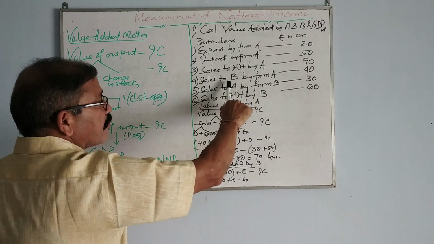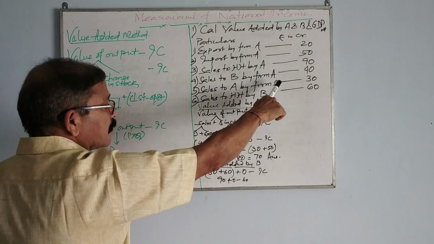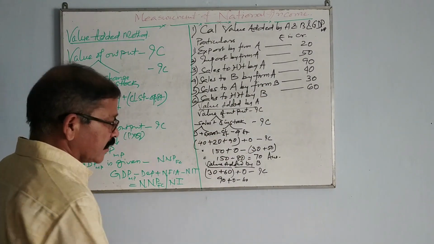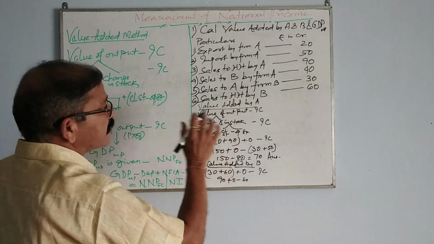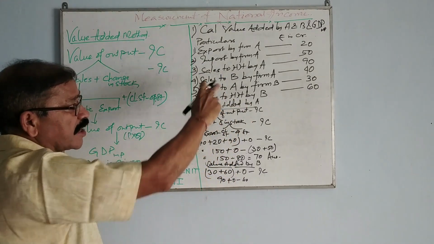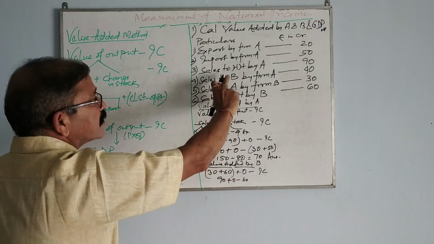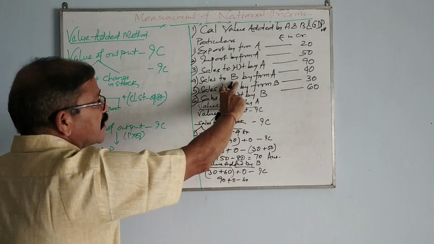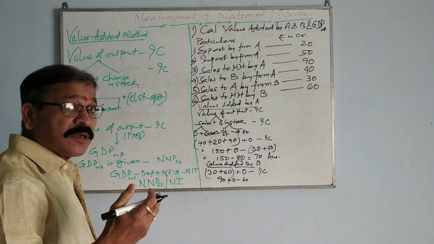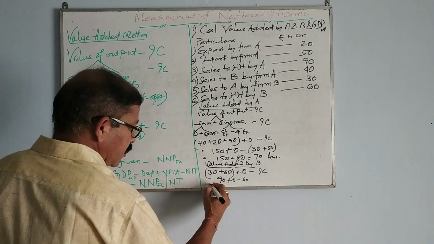That means B is taking the help from firm A, that is 40. Anything else? Sales or intermediate consumption by B? Only this 40, because sales to B by firm A, that means B is taking help from firm A, so that is 40.